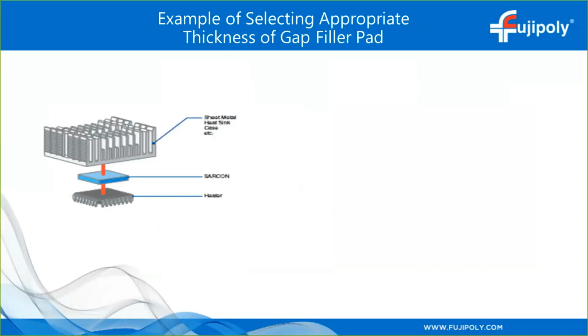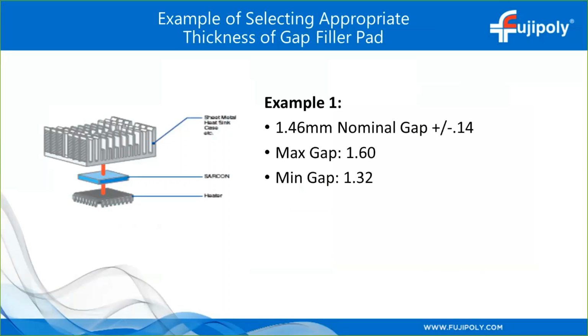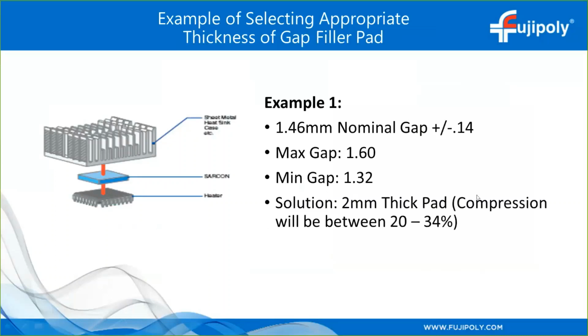Now, an example of how to select the appropriate thickness of gap filler pad. Here we have a scenario in which there's a 1.46 millimeter nominal gap. You've got a mechanical tolerance of plus and minus 140 microns, so your maximum gap is going to be 1.6 and the minimum 1.32. When selecting your gap filler thickness, you have to make sure that you're going to have contact at all times. So you'll have to go with a 2 millimeter thick pad, and compression will range from 20 to 34%, which is a good place to be. You would typically recommend trying to stay under 30% if at all possible.